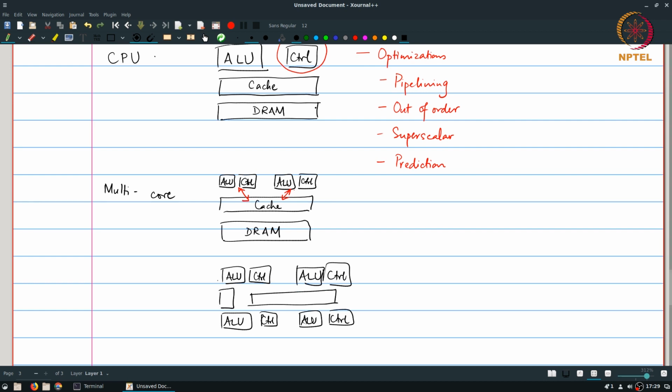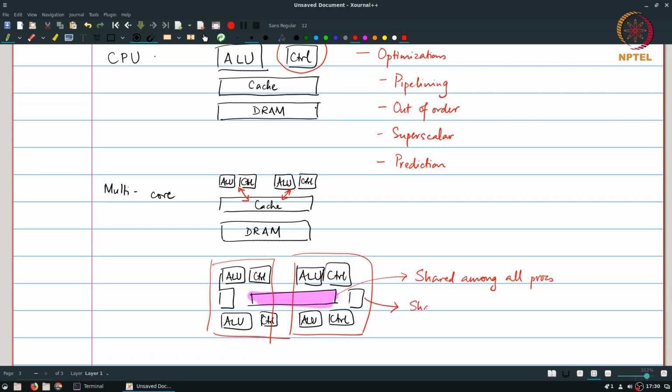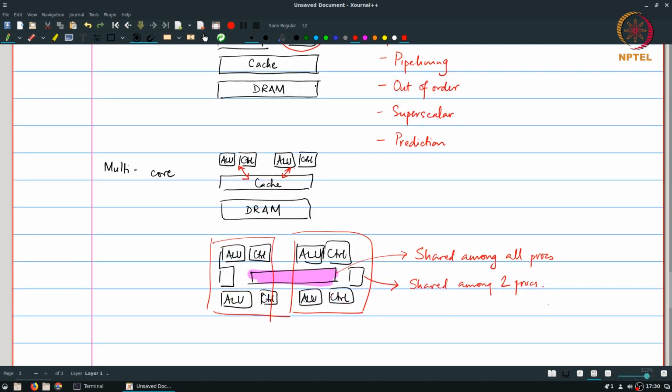Or you could also have some amount of cache that is shared only among a given subset of the blocks, and the overall cache would then be shared at a different level. So for example, this is shared among all the processors, whereas this smaller cache would be shared among only two of them. So in this way, we could create a sort of hierarchy in terms of the complexity of how we can share memory among different cores of the processor and manage to get some degree of parallelism out of this.